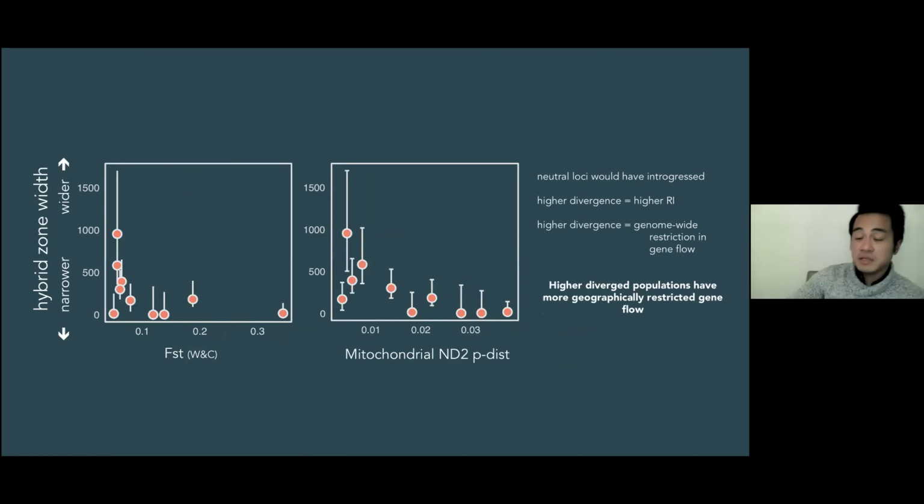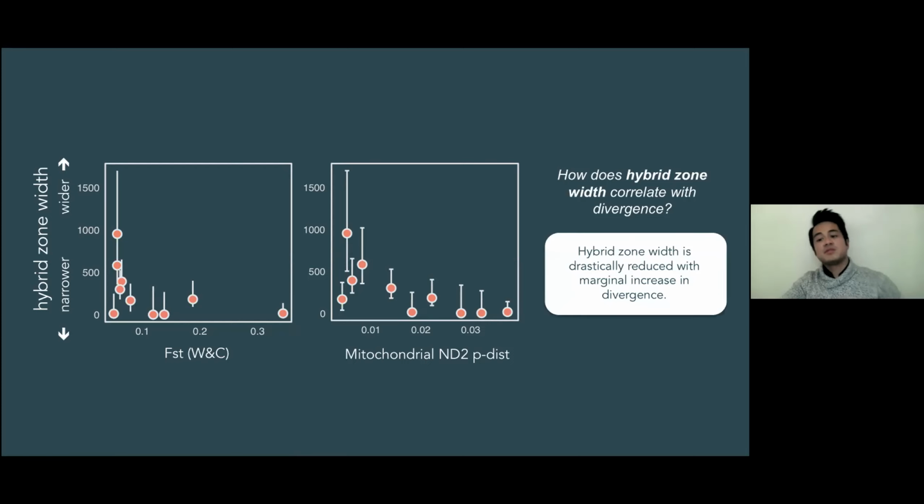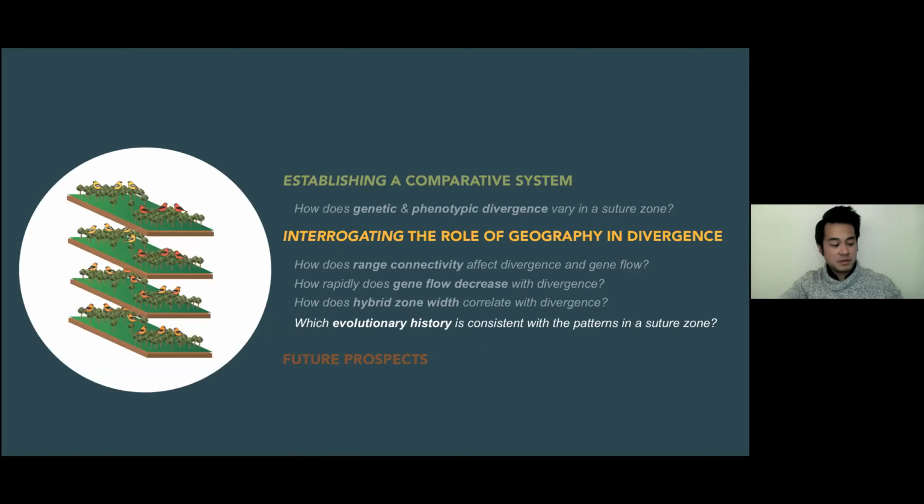How I would interpret this is that a lot of the neutral loci could have already introgressed in the past, so they would have already been homogenized. So with higher divergence, we might be able to start thinking about this as potential signals for higher reproductive isolation. Higher divergence is also associated with more genome-wide restriction in gene flow, and it's also more restricted in geography. The more diverged the populations are, the more geographically restricted the gene flow tends to be, which is what we see with these narrower hybrid zones. So how does this correlate with divergence? Hybrid zone width is drastically reduced with a marginal increase of divergence.